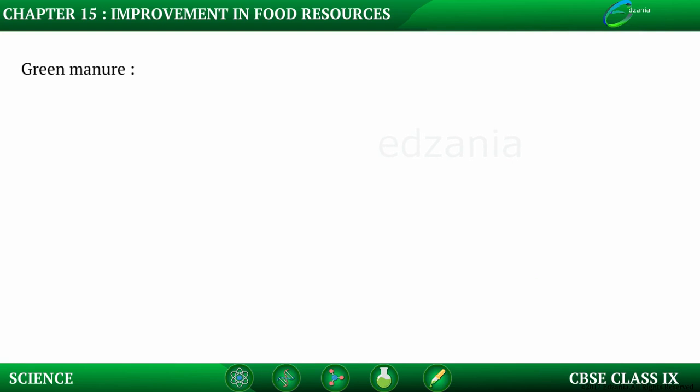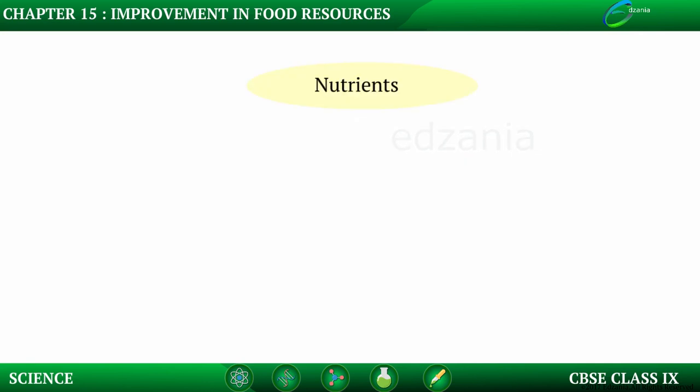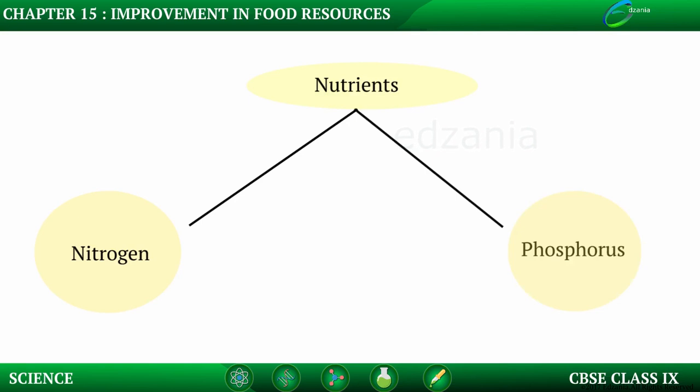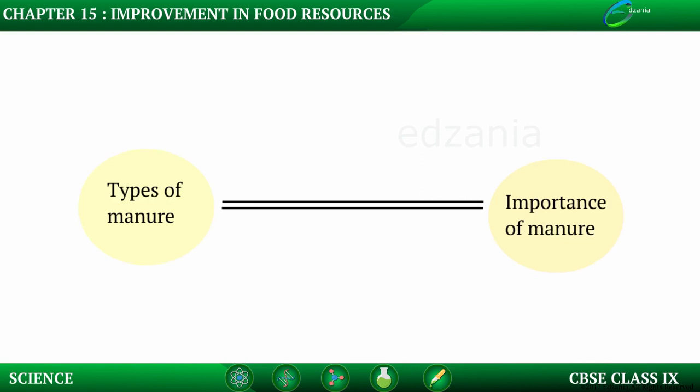Then green manure. Some plants like guar, rice are grown and then mulched by ploughing them into the soil. And thus these green plants turn into green manure, which helps in enriching the soil with nutrients like nitrogen and phosphorus. So this is all about types of manures and importance of manures.